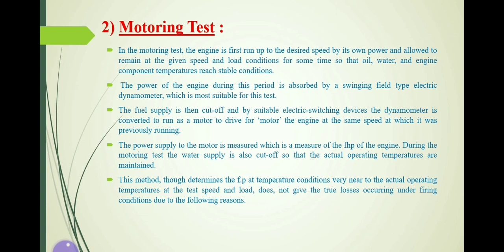Let us consider that engine speed as 1000 rpm. At the same time, whatever power is generated, we transfer to the swinging field type electric dynamometer. This dynamometer will absorb the power generated inside the engine, as well as measure the brake power. Let us consider this brake power as 20 kilowatt, meaning our engine is running at 1000 rpm and producing 20 kilowatt. This is for example.